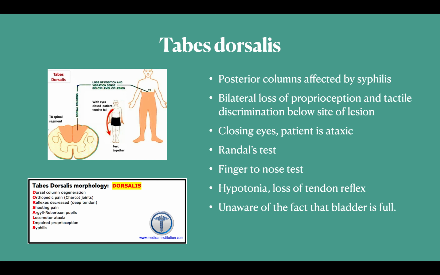Tabes dorsalis is very specific. It's going to be due to an infection by syphilis, and the syphilis bacteria is going to eat through the posterior column of the spinal cord. And there's going to be a loss of proprioception and tactile discrimination below the lesion. And when the patient closes their eyes, they're going to fall down.